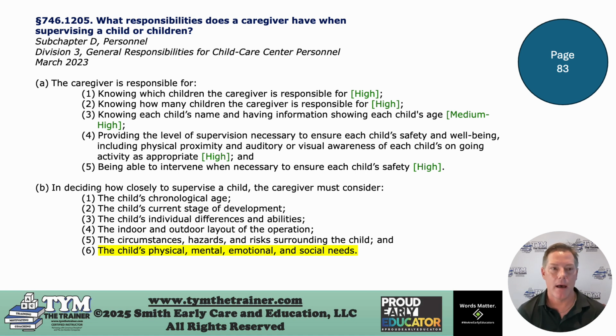When we talk about supervision of the children, you got to make sure you know which children you're responsible for. How many children are you responsible for? Have access to their names and their ages. Provide a level of supervision to ensure the safety and well-being of the children, including physical proximity, auditory and visual awareness, and the ongoing activities of the individual children.